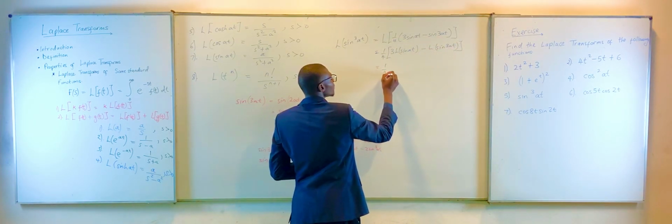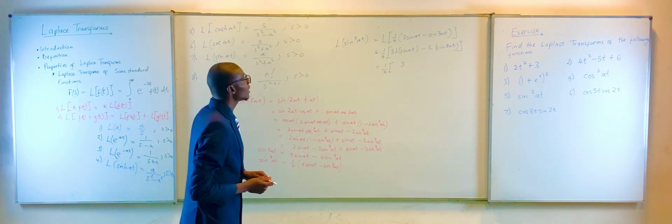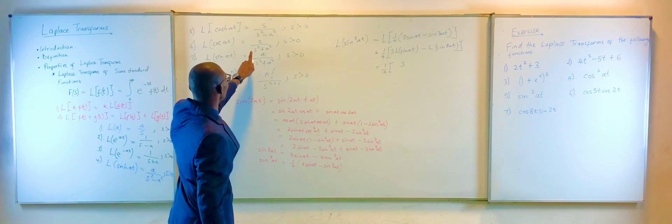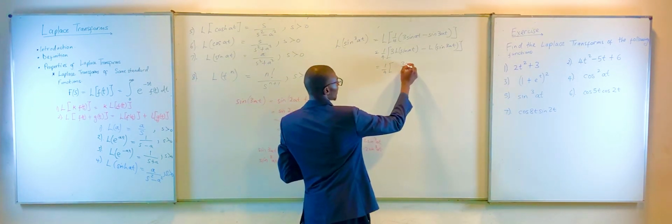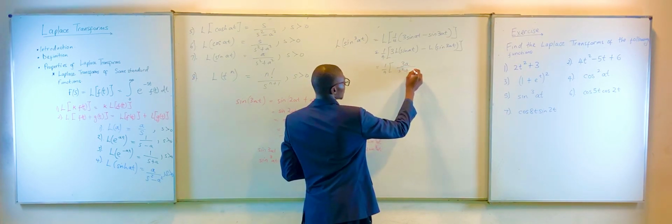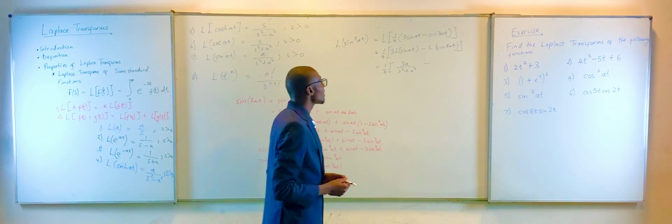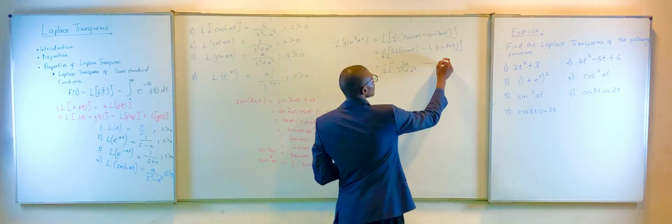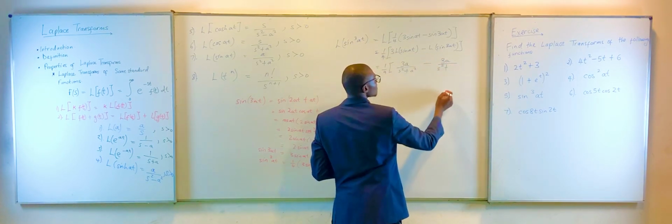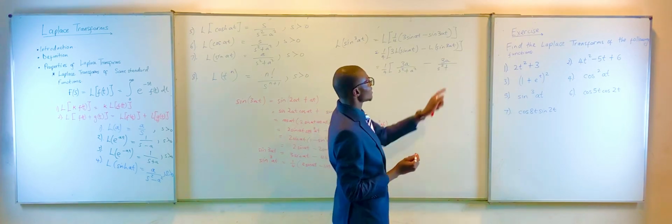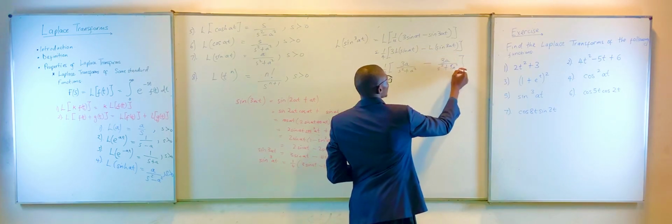So that will be 1 over 4, 3 times sine a, we know that's a over a squared plus a squared. So this is now 3a over a squared plus a squared minus the Laplace transform of sine 3a. This is also 3a over a squared plus a, in this case our a is 3a, so 3a squared gives us 9a squared.